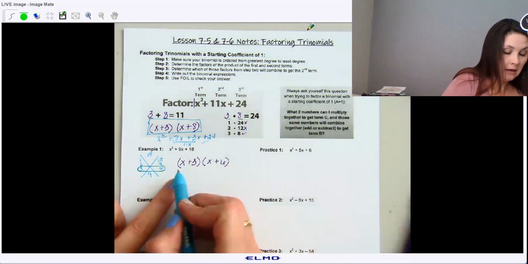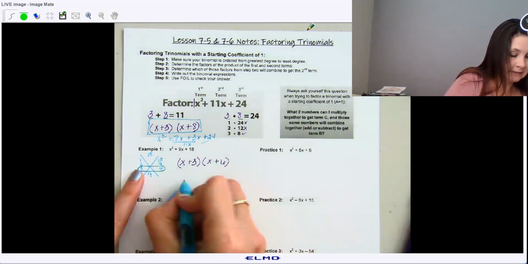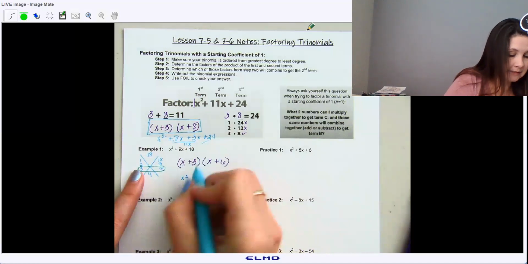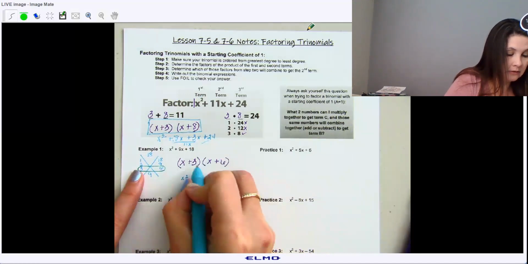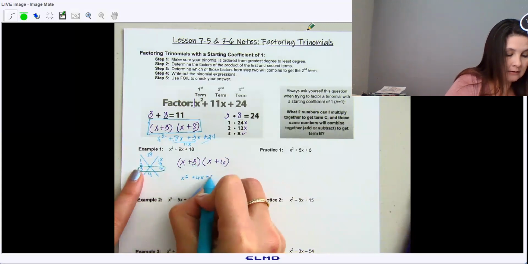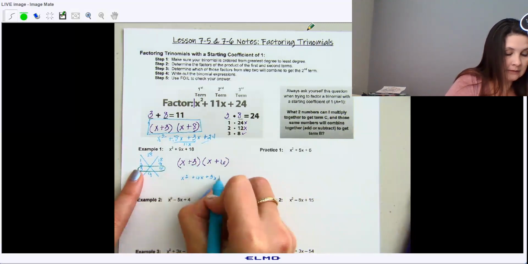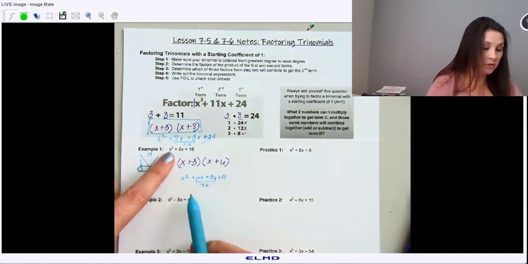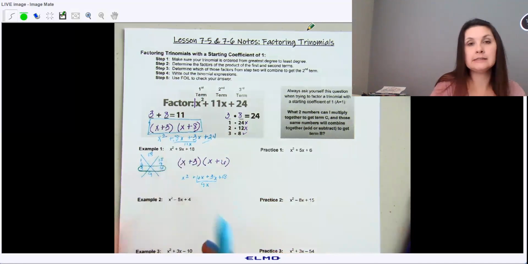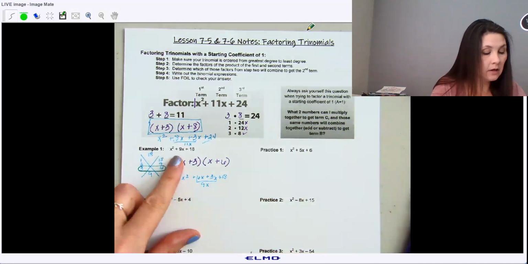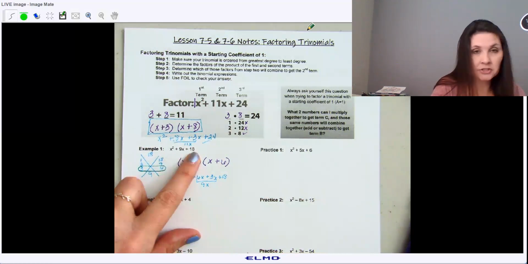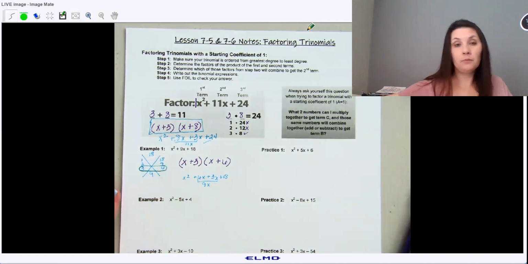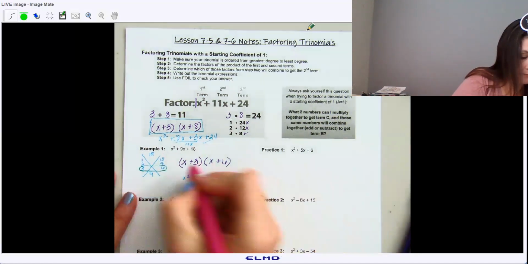Now, if I wanted to go back and double check to make sure I did that correctly, I can. x times x is x squared. x times 6 is 6x. 3 times x is 3x. 3 times 6 is 18. Then I add these two together to get 9x, and then I double check: x squared, 9x, 18, yes. And all my signs are correct. Since my trinomial is all addition here, I know that my two binomials will all be addition. And that would be my answer for example number 1.